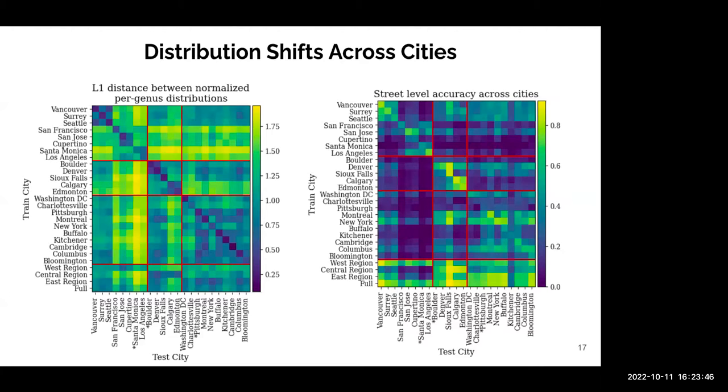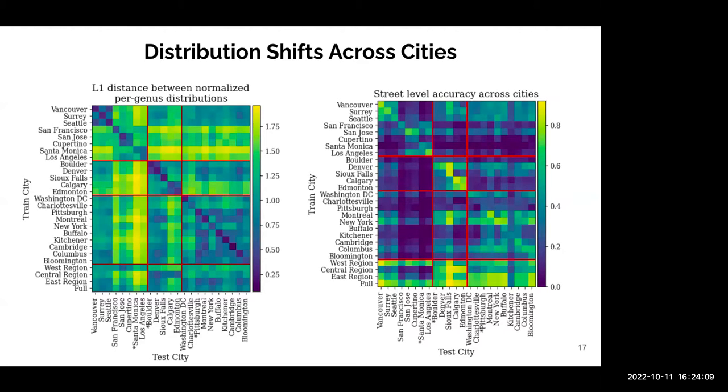Or no, over here. So this is the distance between the distributions on the left. This is looking at if you just normalize the distribution over the species of trees that are seen in any given city, what does that look like? You'll note that the diagonal is not perfectly dark, and that's because we've split up the data regionally within each city to make sure that we're not overfitting.